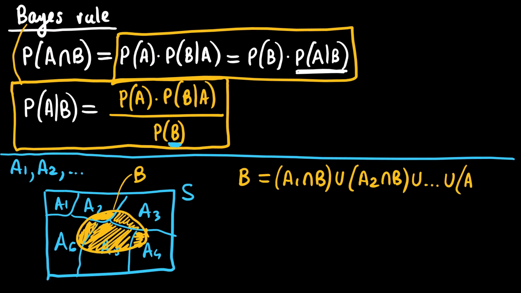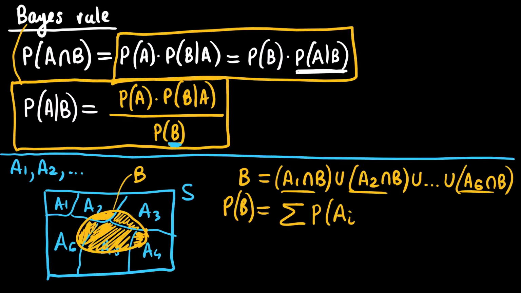So in this case, it goes through A6 intersection with B. And then we can take the probability of both sides, and now on the right side by axiom 3, because these are pairwise disjoint, we can write it as the sum of the probability of each term. So with summation notation, that's what it would look like, and so that looks good.